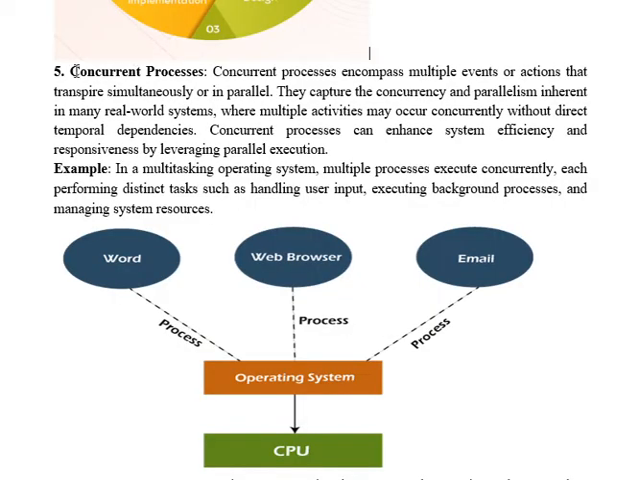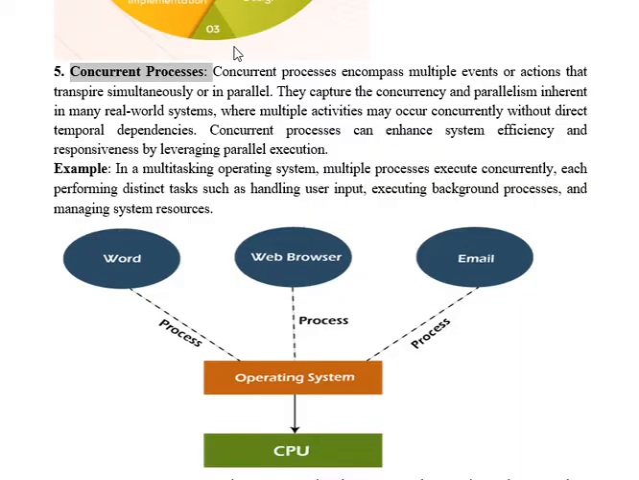Next, which is the concurrent process. What is a concurrent process? Nothing but multiple processes executing concurrently at the same time, where we have multiple tasks. Look at this example: Word, a web browser and email. All of these will be processing in the operating system. In one operating system, these three tasks will be performed concurrently, in parallel. After completion of one task it goes to the other, so multiple tasks are performed in the same interval.